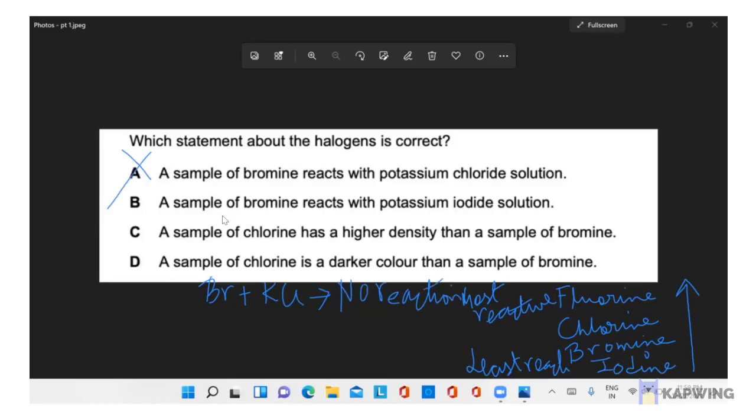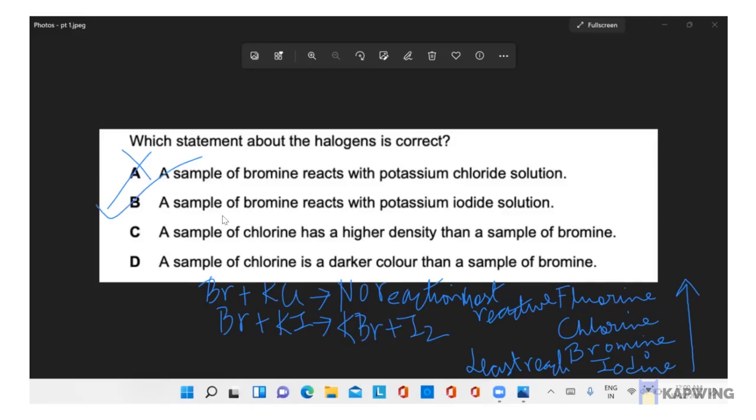Then my second option is bromine reacting with potassium iodide. Now what will happen? Yes, bromine can replace iodine from potassium iodide, and thus it will form potassium bromide and iodine will be left over. So yes, this seems to be a correct one till now. Now let's see the next one.